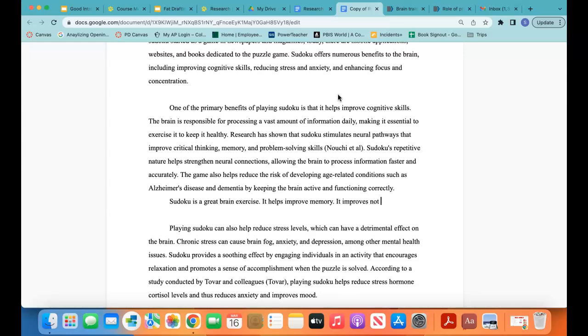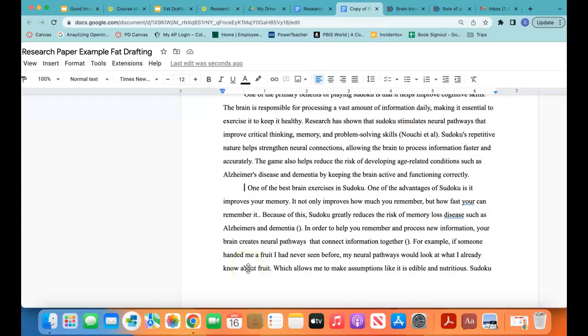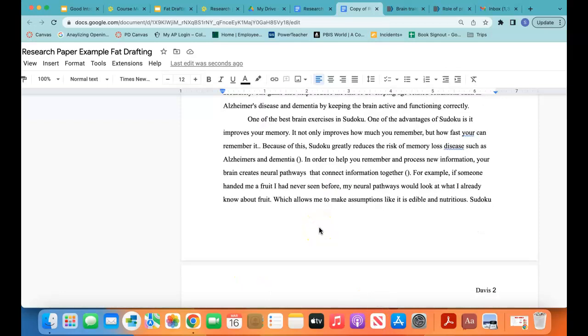Improves not only how fast you receive information, but it improves how much you remember. Maybe I should switch those. Okay, so I'm going to keep writing, and then I'm going to come back, and we can look at what I've come up with. Okay, so I finished my paragraph, and now let's talk about it a little bit.